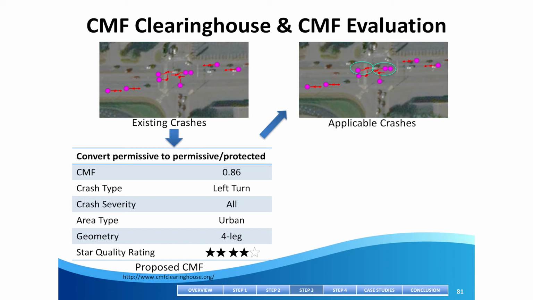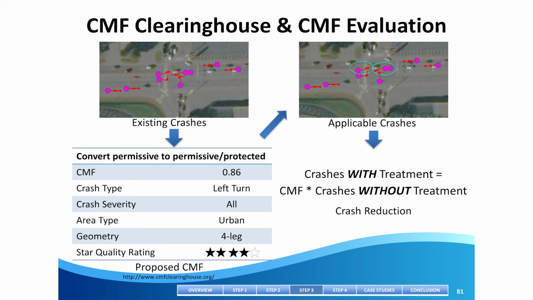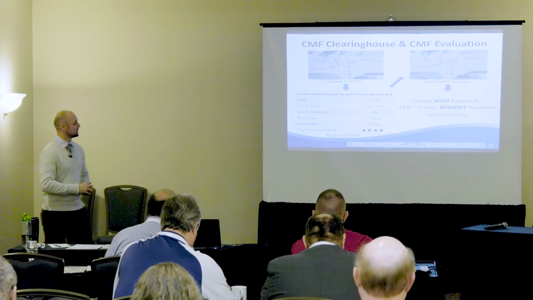So to figure out how many crashes we would have with the treatment, we multiply the CMF by our crashes without the treatment. So if we had 2 crashes without, we have a 14% reduction in that, then we could estimate what the change in crashes would be on an annual basis. So that's quick and dirty how CMFs are selected and applied.